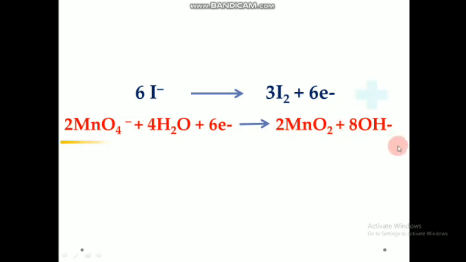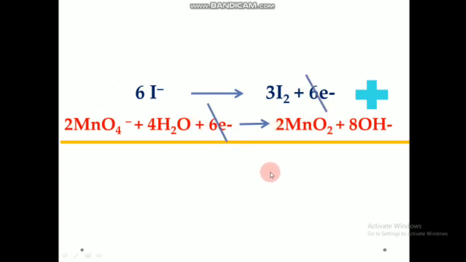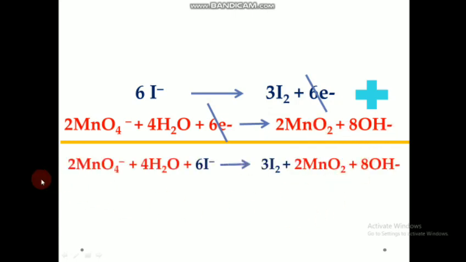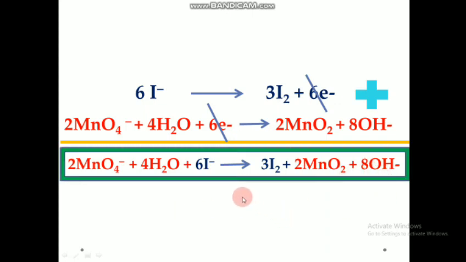Now the final part, which is summation. We add the equations together to get our overall equation, and here we can cancel off the electrons. So it will become 6I minus plus 2 MnO4 minus plus 4H2O. That will be the reactant part. In the product part, 3I2, 2 MnO2 and 8OH minus are there. So the total equation will be: 2 MnO4 minus plus 4H2O plus 6I minus gives 3I2 plus 2 MnO2 plus 8OH minus. So this is our final balanced equation.